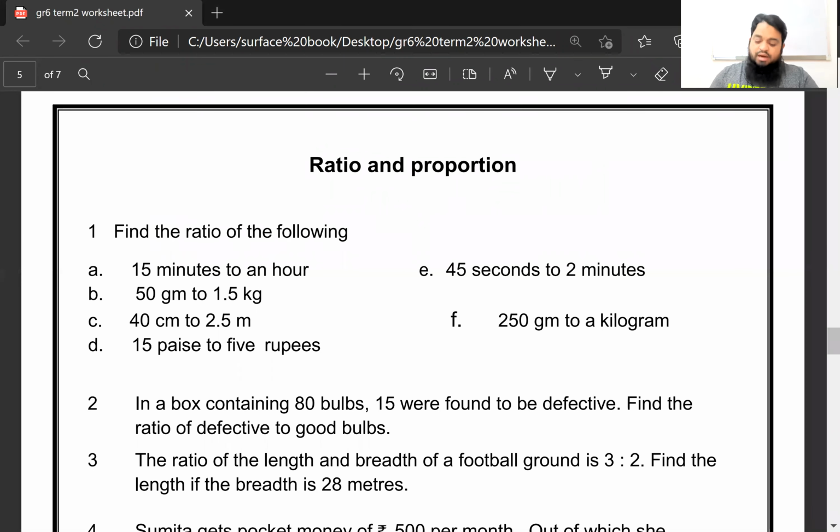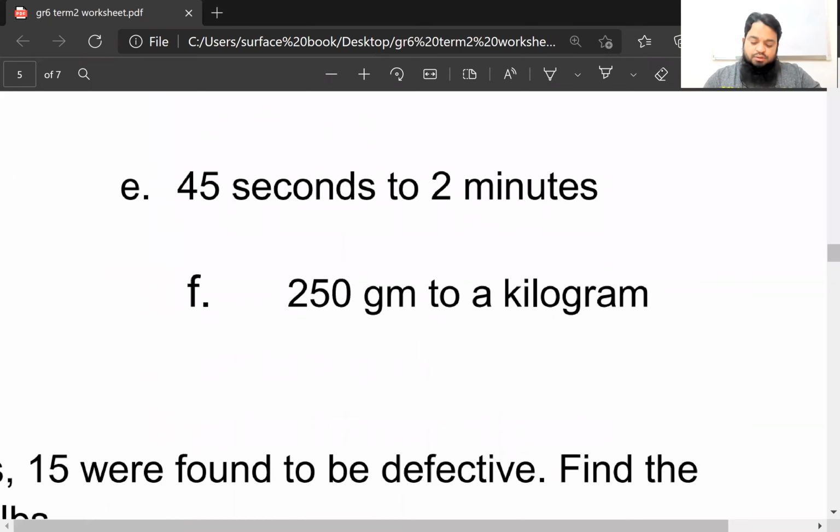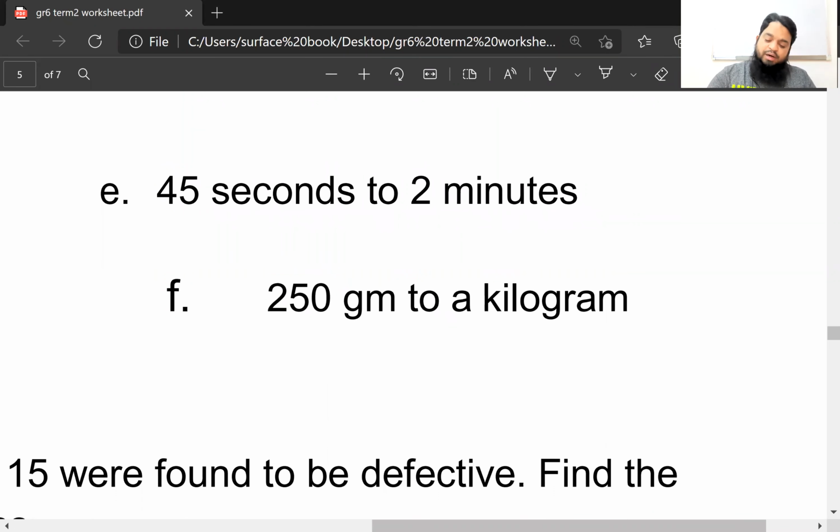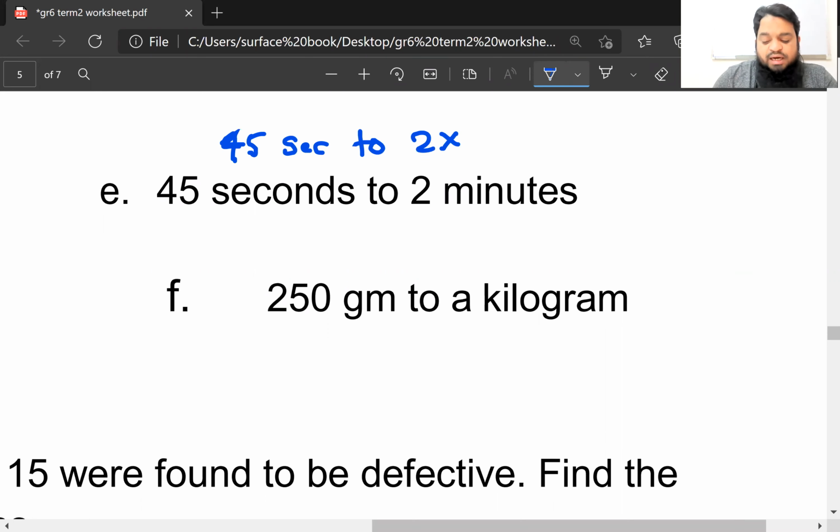Are there more? Yeah, there are more. So 45 seconds to 2 minutes. See, let me do it. 45 seconds to 2 minutes. So 2 times 1 minute is equal to how many seconds? 60 seconds. So that is equal to 45 is to 2 sixes are 12 and 0.